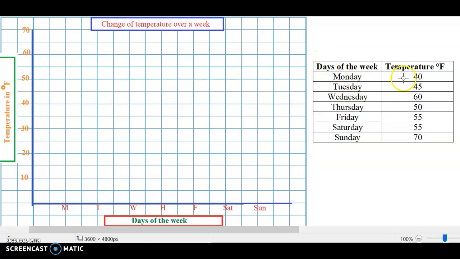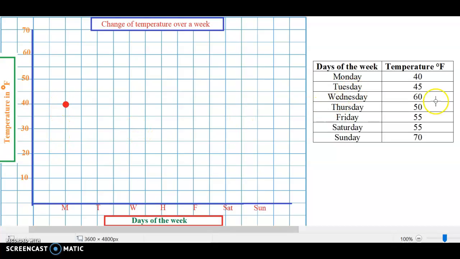We start on Monday, 40 degrees Fahrenheit. I go on my x-axis, find my Monday, go all the way up to 40. You can mark it any way you want, with a cross, point, dot, circle, anything. I put a dot here.